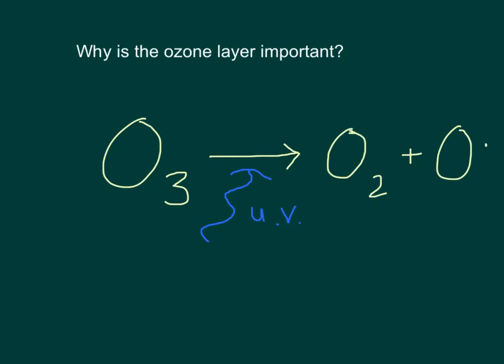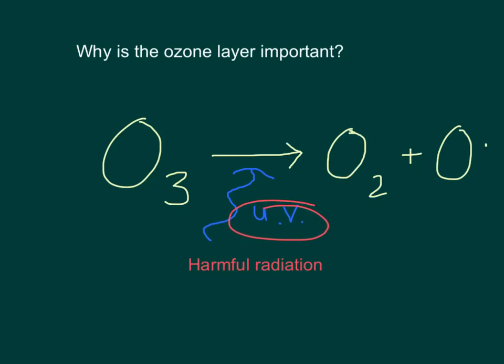Again, this is all seeming pretty pointless because we've just said that ozone is formed by the reverse reaction, oxygen molecules reacting with oxygen radicals. So why do we care that it is being formed and broken up? The reason we care is because this particular wavelength of ultraviolet light that is absorbed only by the ozone molecule is the most harmful wavelength of ultraviolet light.